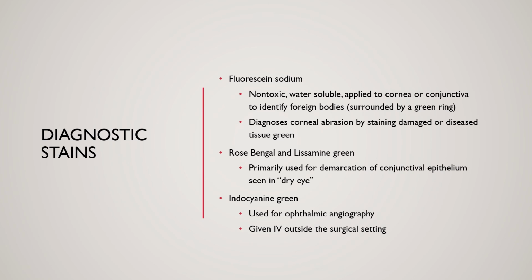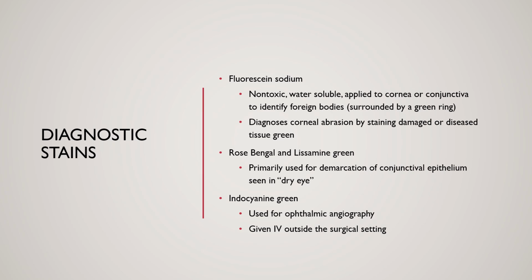Okay, then we have rose bengal and lissamine green. These are primarily used for demarcation of conjunctival epithelium, usually seen in dry eye. This is how we find those tissue abnormalities and diagnose for dry eye.